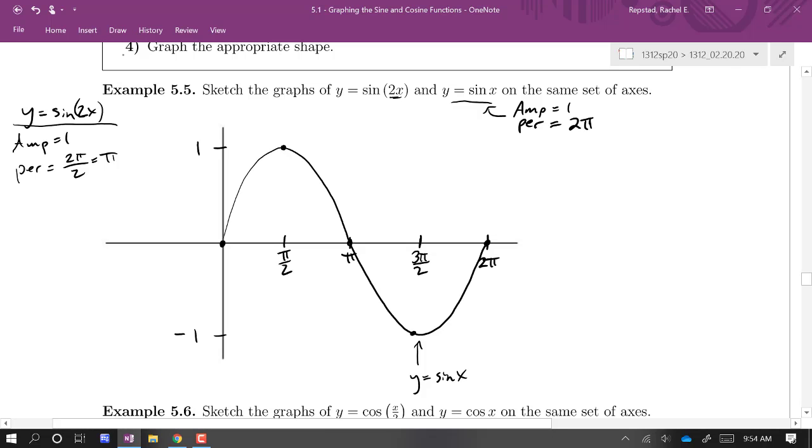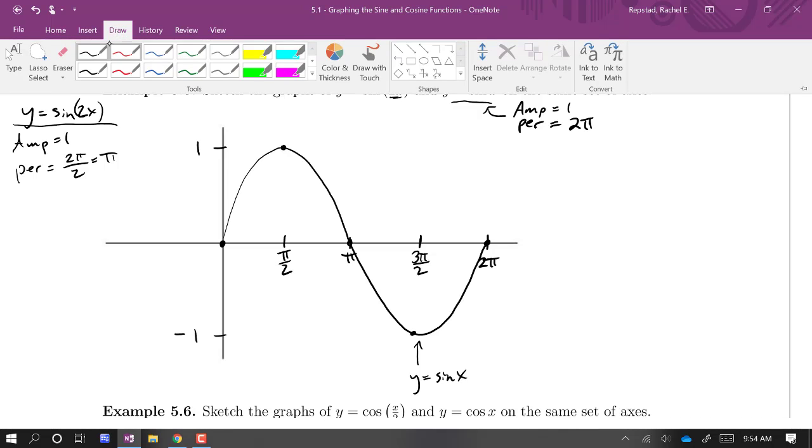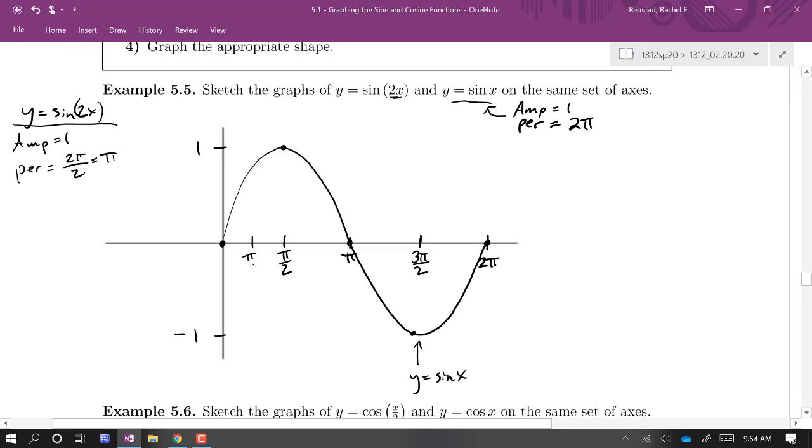Now for sine of 2x, its period length is pi, so it'll complete a full cycle by the time it gets here. But I want to cut that period up into fourths, so I'm going to mark out the pi over 4s here. So pi over 4, 3 pi over 4. Maybe I'll even go further, 5 pi over 4, 7 pi over 4.